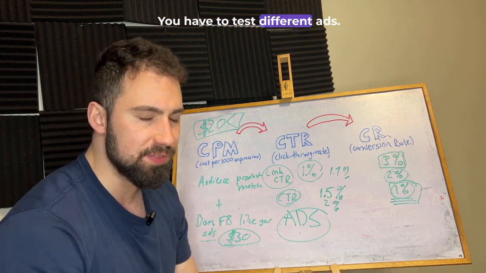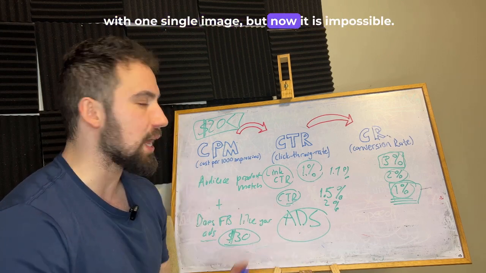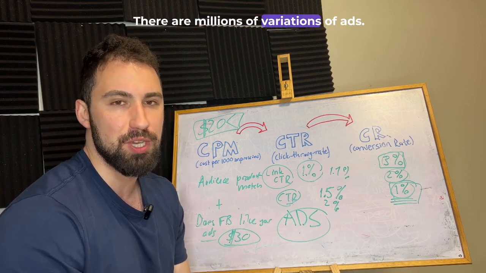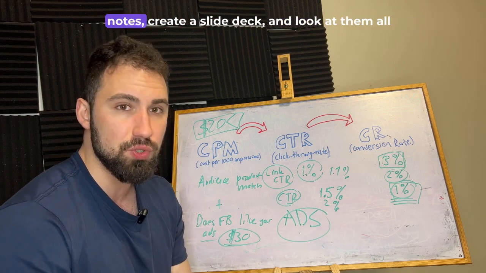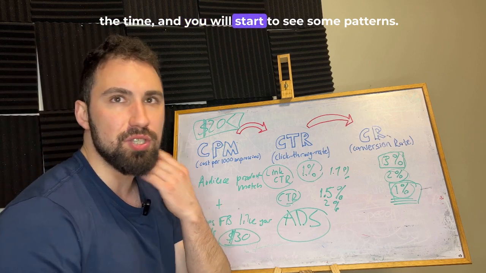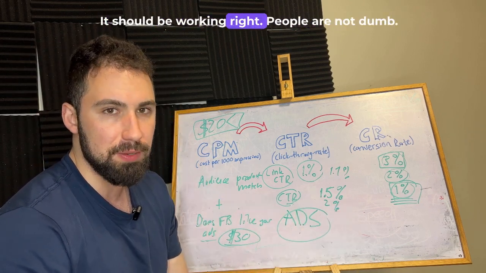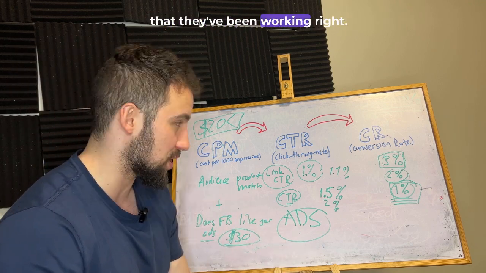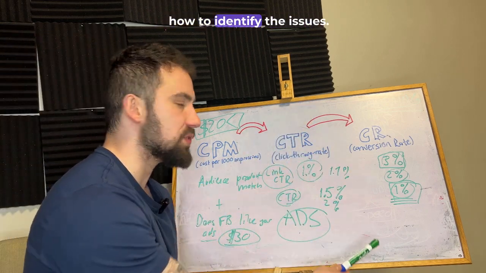You have to test different ads, guys. Back in the days, you could have gotten away with one single image, but now it is impossible. You have to test different variations. There are millions of variations of ads. So once you scroll through your Instagram, take screenshots, take notes, create a slide deck, and look at them all the time. You will start to see some patterns. Oh, okay, I've been seeing this ad many times. It should be working, right? People are not dumb. Business owners are not dumb. They usually use the ads that have been working, right? So you see this equation, this is how to identify the issues.